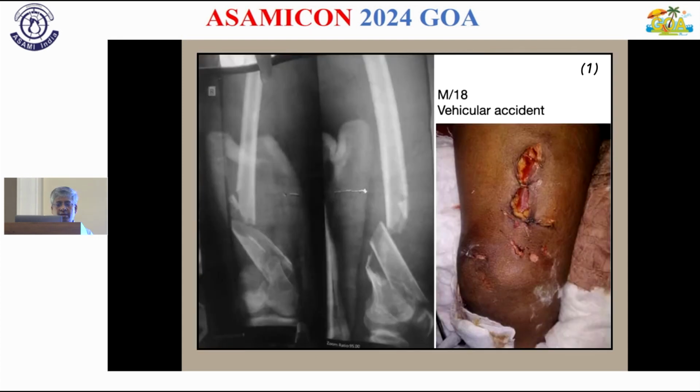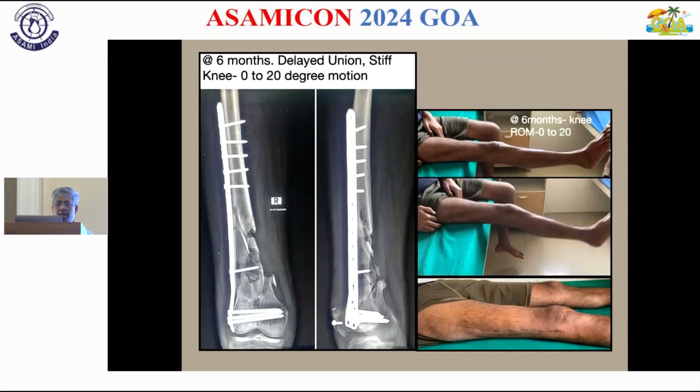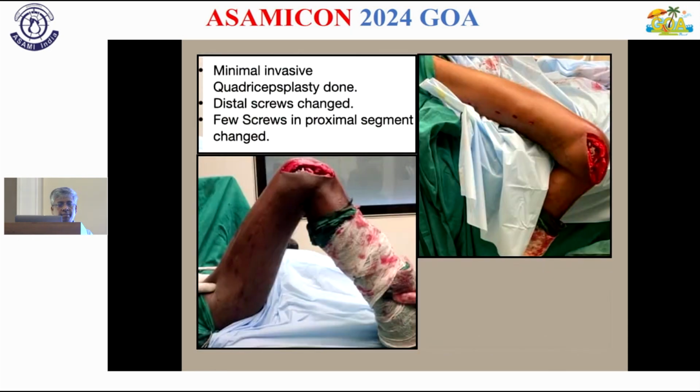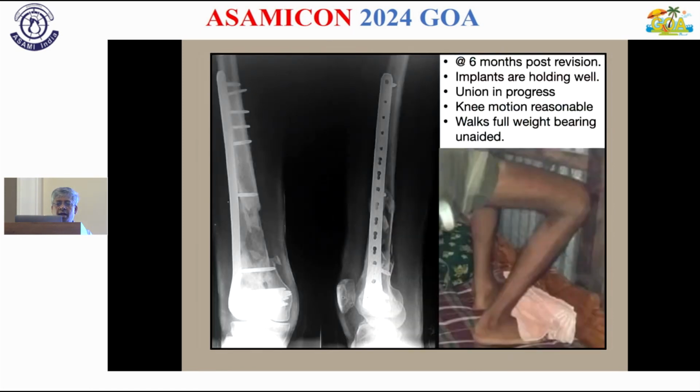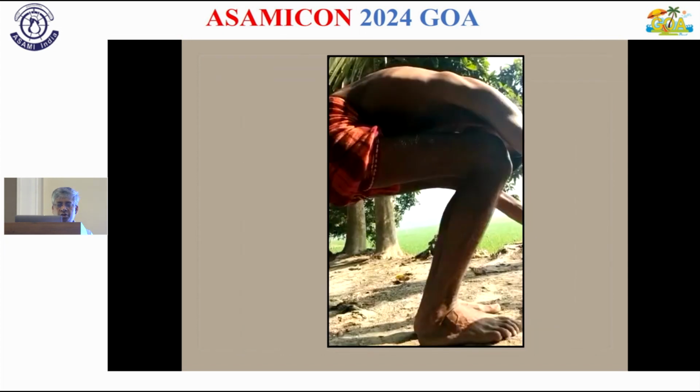I'll go through some cases. This patient had a segmental femur fracture treated in Bangladesh, and fixation was done, and at 6 months he presented to me with a stiff knee. I did a minimally invasive quadricepsplasty, and I made some changes in the screw configuration, and eventually at 6 months post revision he gained a functional range of knee motion.